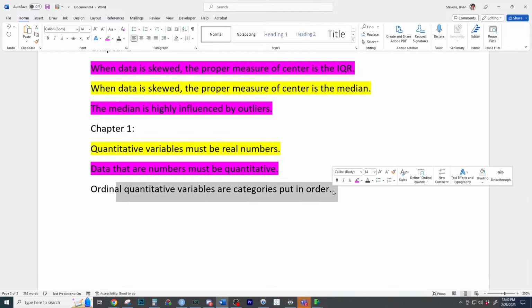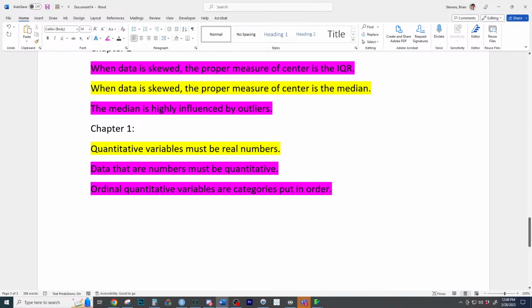You can put this is false. Ordinal variables are what kind of variables? Ordinal variables are a special type of this type of variable. Ordinal variables are categorical. So there's two types of categorical variables, ordinal and nominal.